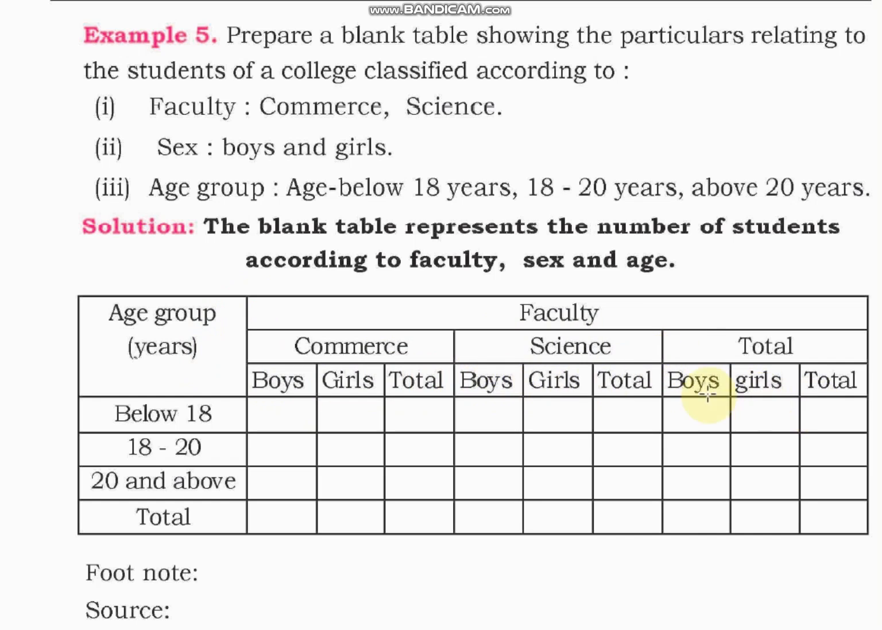The same table can also be written like this. Instead of writing age groups here, you can write boys, girls and total. So below commerce, you can write below 18, 18 to 20, 20 and above, total. Below science, you can write below 18, 18 to 20, 20 and above, total. Below total, you can write below 18, 18 to 20, 20 and above and total. But that could take more space. Hence, writing like this would be more convenient. So you can change the table and write it in any form you want. Just you have to classify it properly.